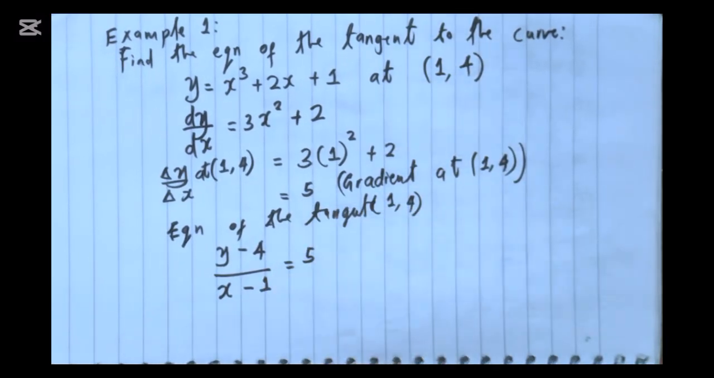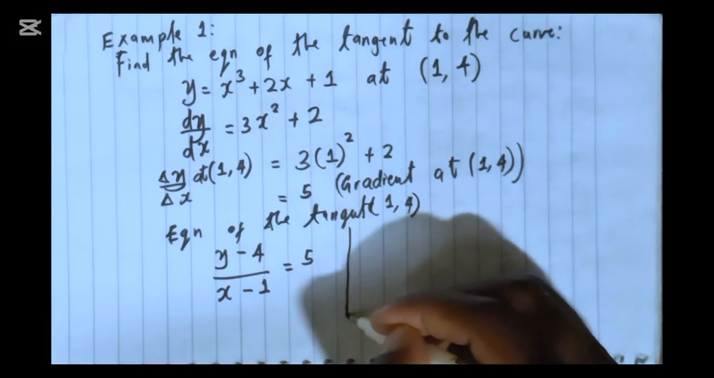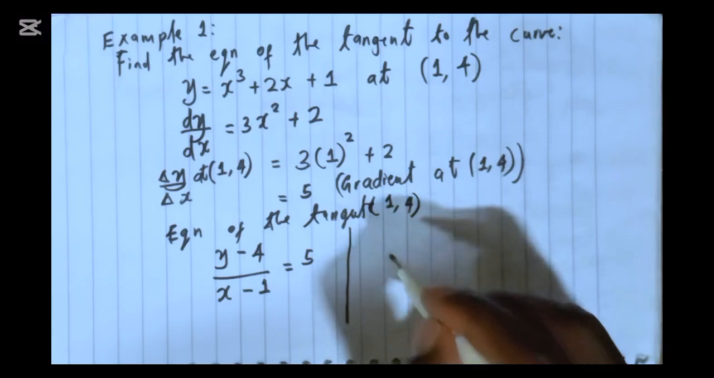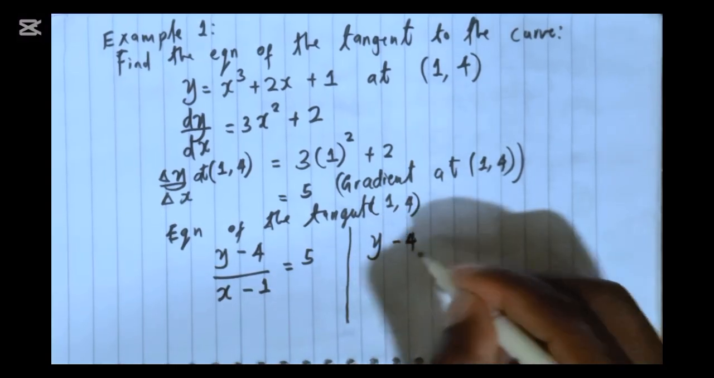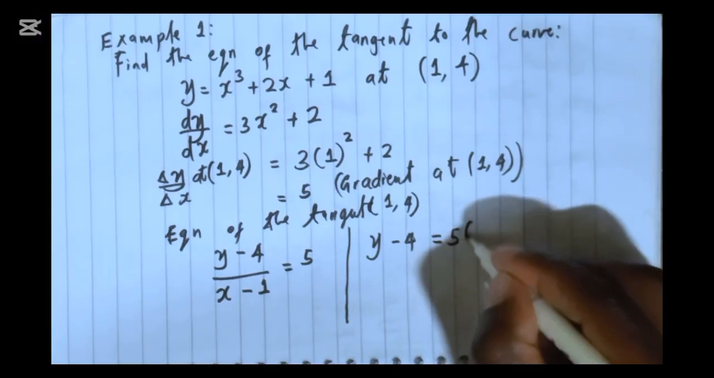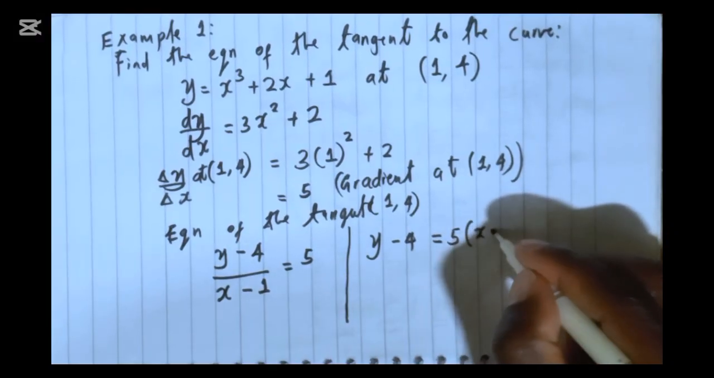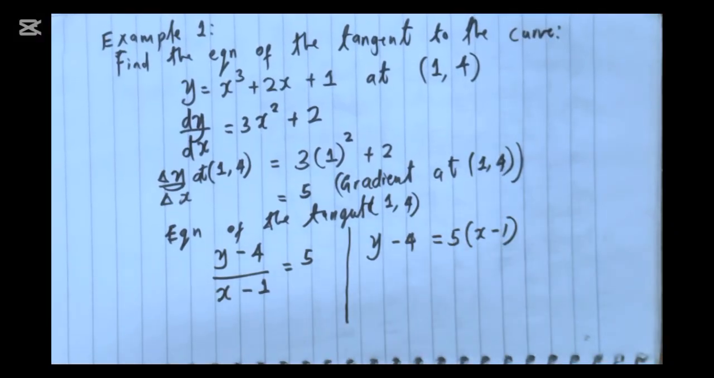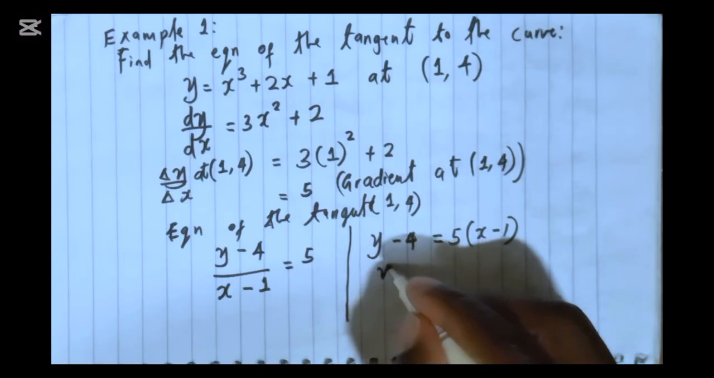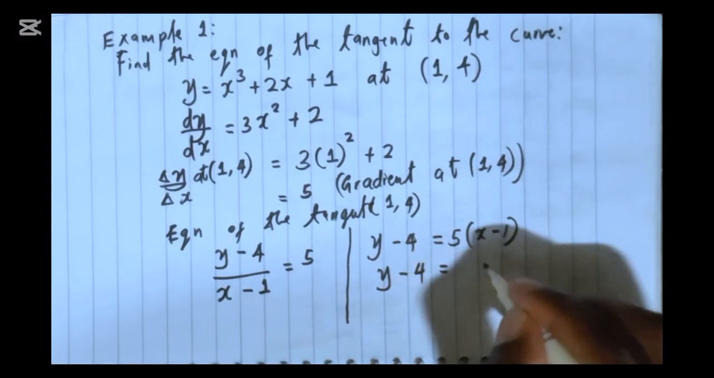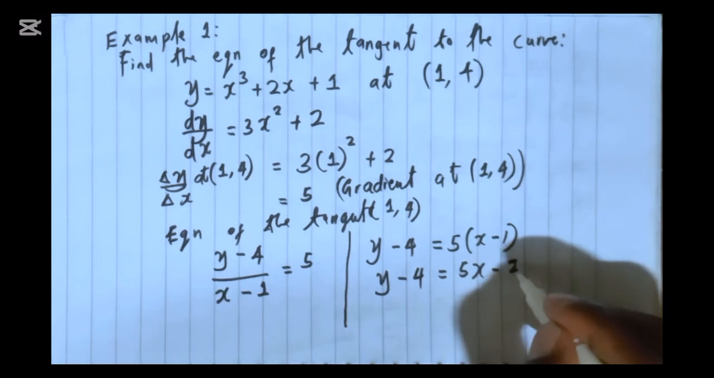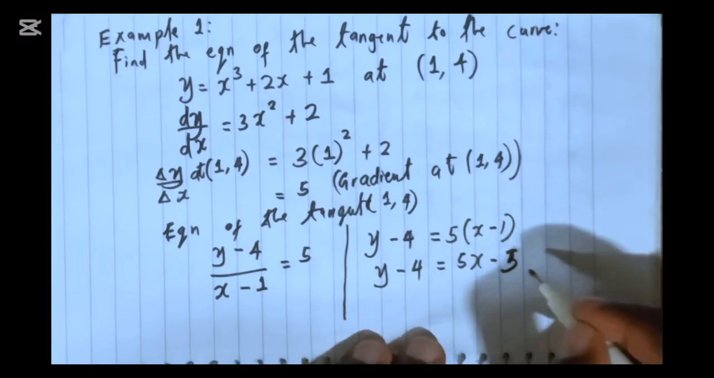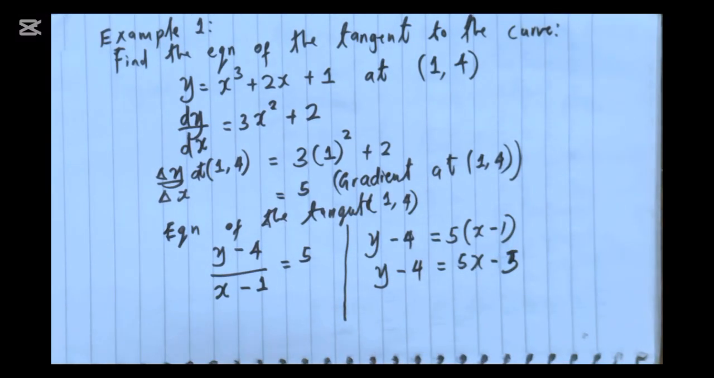equals the gradient, which equals 5. And so when you cross multiply on both sides, you're going to get y minus 4 equals 5 times (x minus 1). This basically gives us y minus 4 equals 5x, expanding, minus 5.